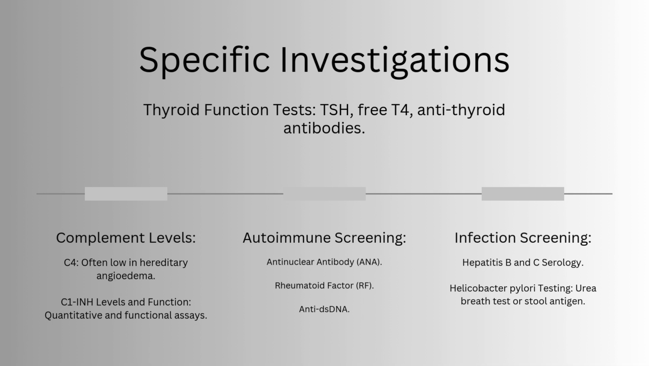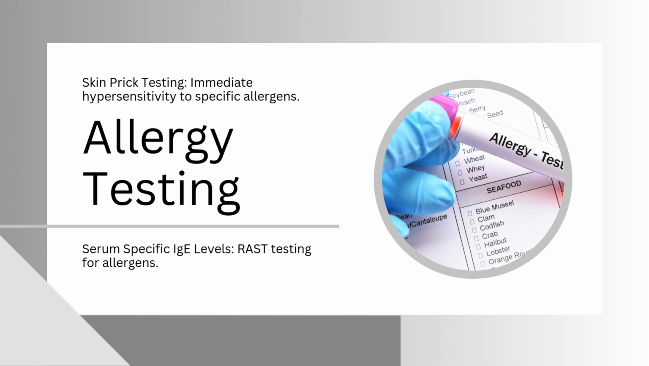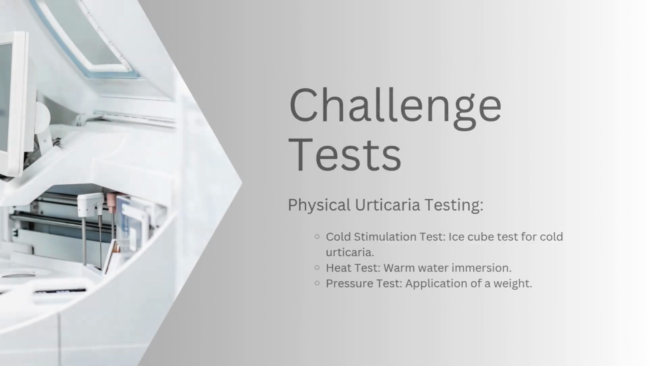Autoimmune screening: ANA, rheumatoid factor, and anti-dsDNA. Infection screening: tests for hepatitis B and C, and Helicobacter pylori. Allergy testing: skin prick testing for allergens. Serum-specific IgE levels for RAST testing. Challenge tests: cold stimulation test, for cold urticaria. Pressure test, for delayed pressure urticaria.